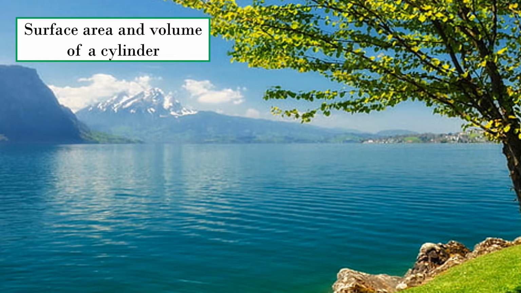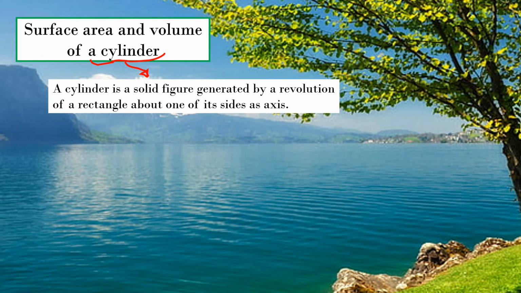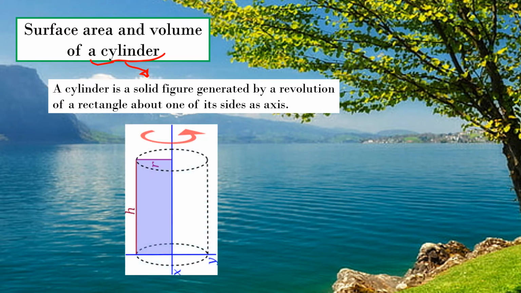Today, we are going to learn about the surface area and volume of a cylinder. Now, let us take a look at what it means, cylinder. A cylinder is a solid figure generated by a revolution of a rectangle about one of each side's axis. So, that is a figure of a cylinder.